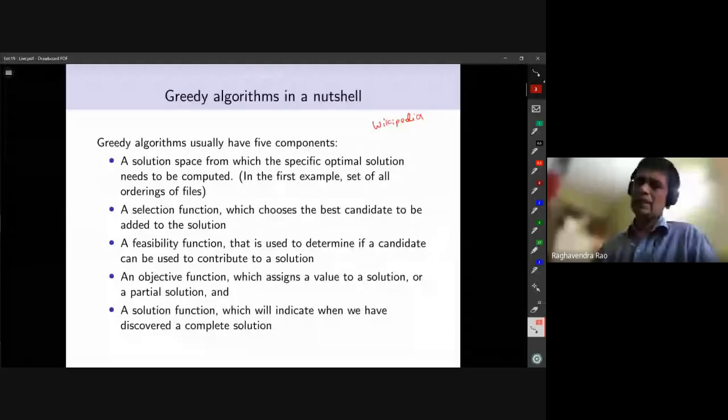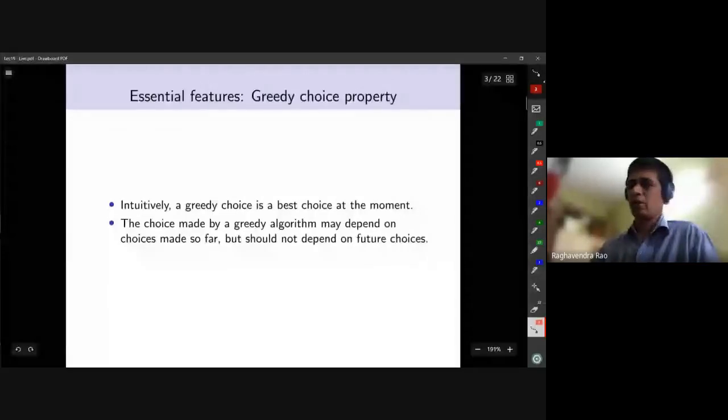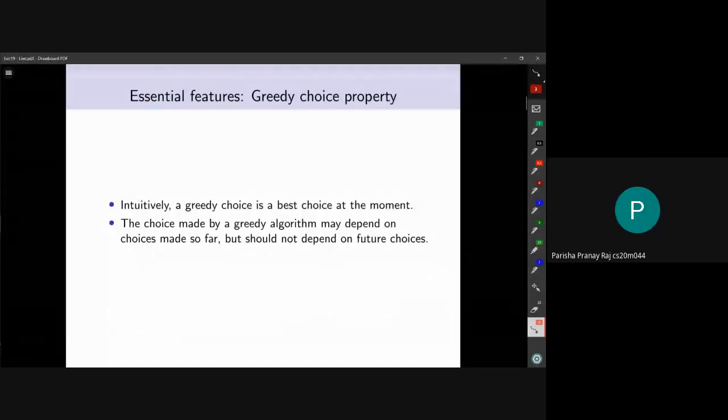So we'll discuss essential features of greedy algorithms, or problems that admit greedy algorithms. Okay. So one of them is the.